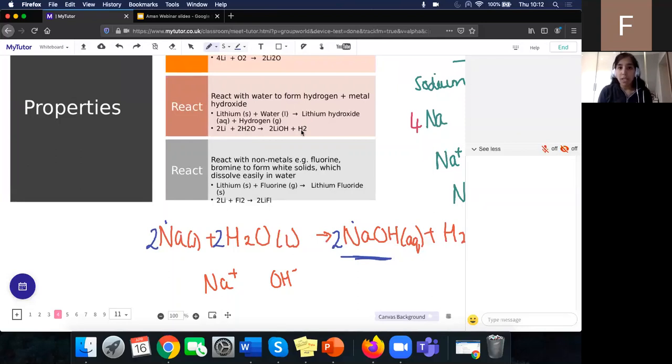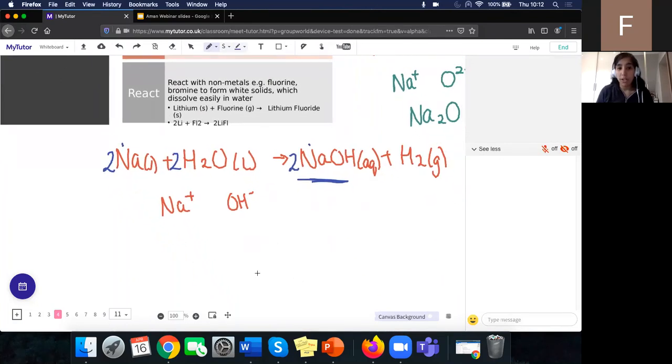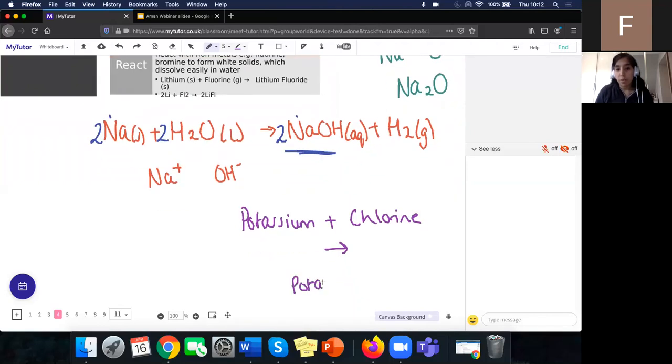So the final reaction we need to know about is the reaction with non-metals, so fluorine, bromine, and forming white solids. So if we react lithium with fluorine, so fluorine is a halogen, we're going to be going on to them in a second. Lithium reacts with fluorine to form lithium fluoride. I'll show you a different example. So if we do potassium with chlorine, we would form potassium chloride. So that one again is pretty straightforward.